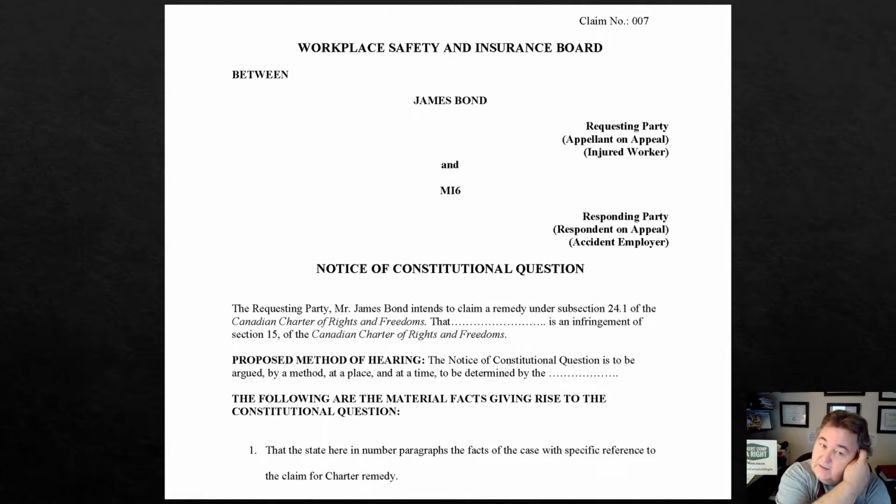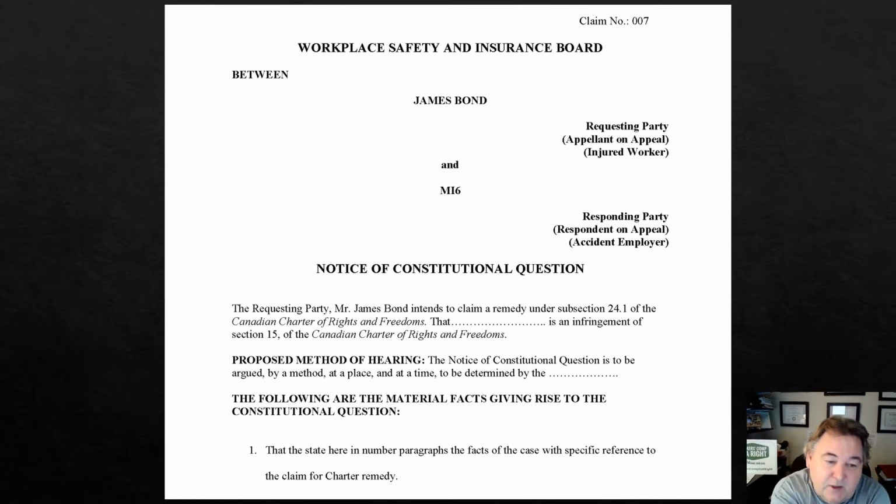Getting back to it, normally you would file this with an appeal. So you want to make clear who you are, that you're an appellate on appeal, and also an injured worker. You don't have to put in the injured worker employer part, but I would, to identify it, make it very clear. That way they can easily deny it because you're an injured worker. No, just kidding. Then you put the employer's name in caps. They're the responding party in this request, or respondent. I would just say responding party, respondent on appeal, and then accident employer or just employer. Your choice, it doesn't matter.